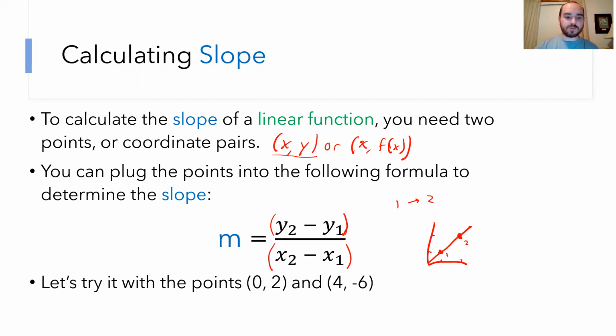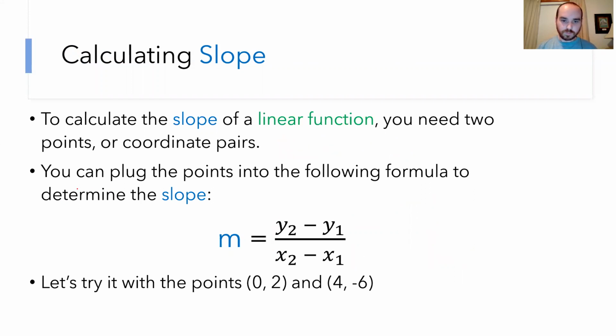So we're going to try it really quick with the points 0, 2, and 4, -6. If we were to graph these, this is our x value, this is our y value, x value, y value. And since 4 is further to the right than 0, we know that this is going to be our x2, so this is going to be our y2, and this can be our x1, this can be our y1. So what we'd end up getting is -6 minus 2 over 0 minus 4.